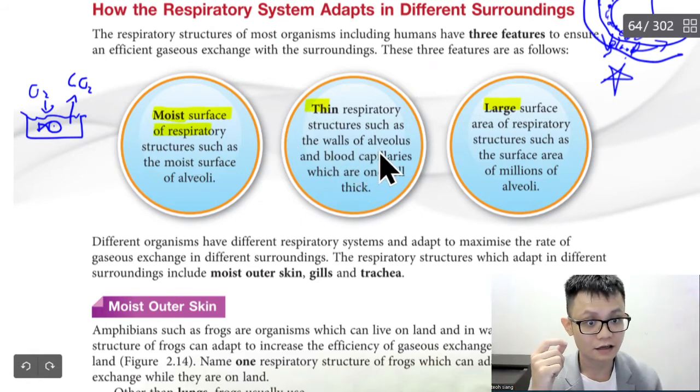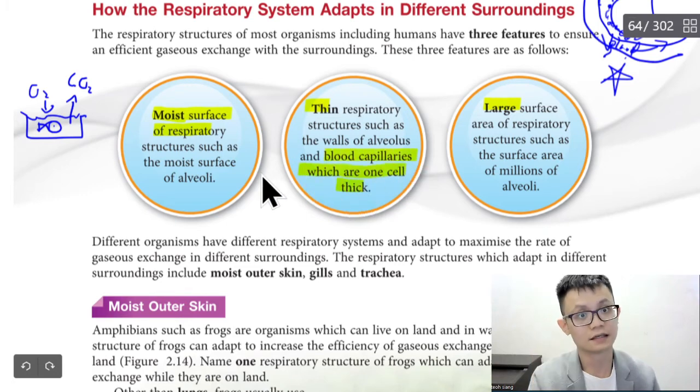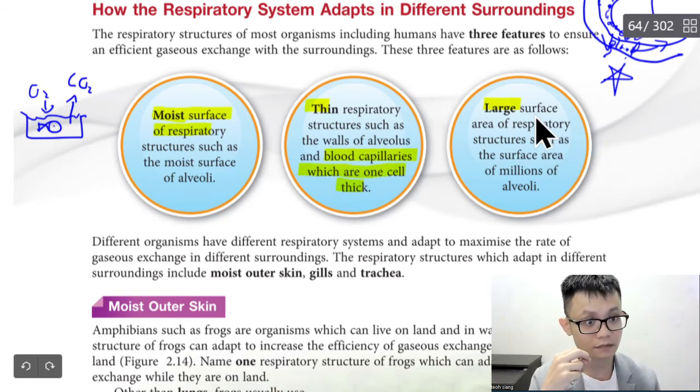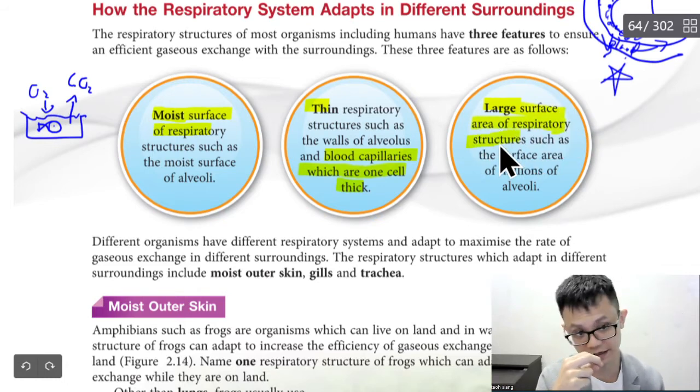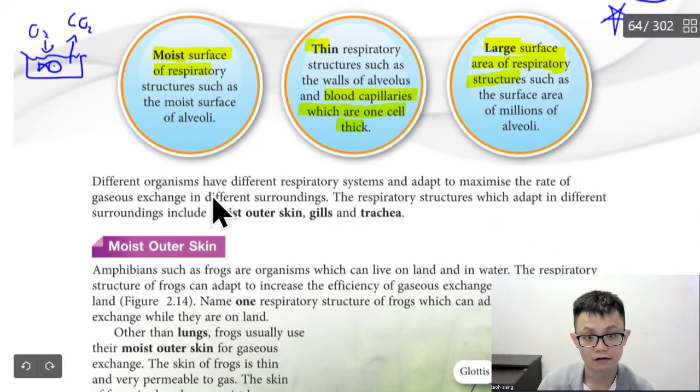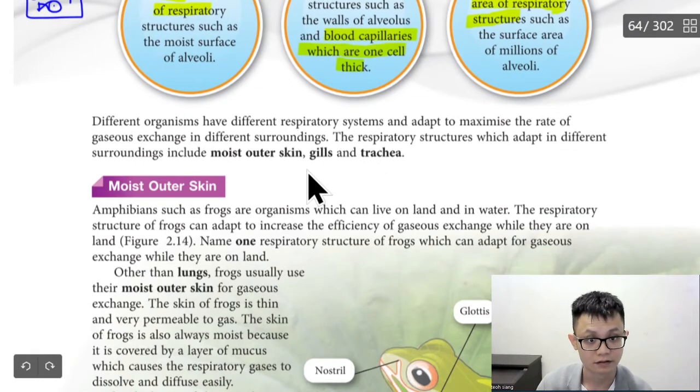The thickness of the blood capillary is only one cell thick. Okay, it must be a sentence. And for the last, you can say: large surface area of the respiratory structure. Just a simple sentence like this, you will get 3 marks. Or if you want to explain even more, then you need to explain even more.